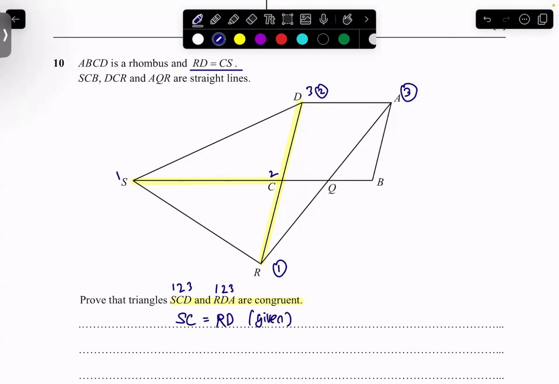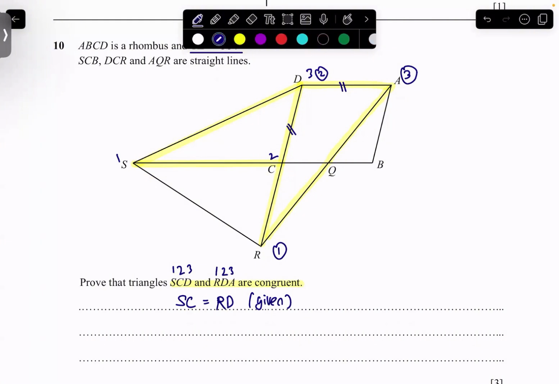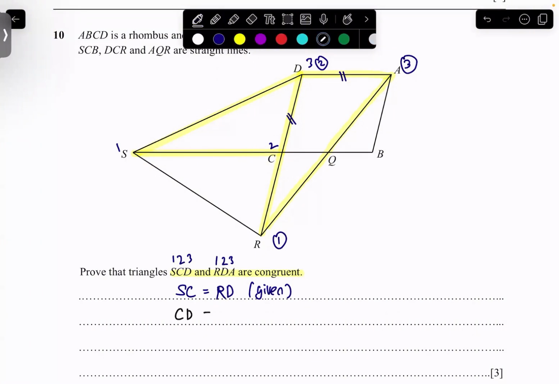Now, secondly, we focus on 1 plus 2, 3: CD and DA. Oh, sorry, I forgot to highlight RDA. RDA is this triangle, and SCD is this triangle. We try to prove these congruent. So the 2, 3 is also a match. We have CD, position 2, 3, equals DA. Sides of a rhombus. So there's another proof.